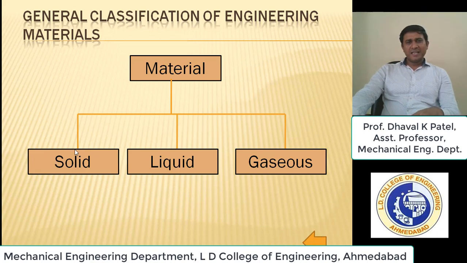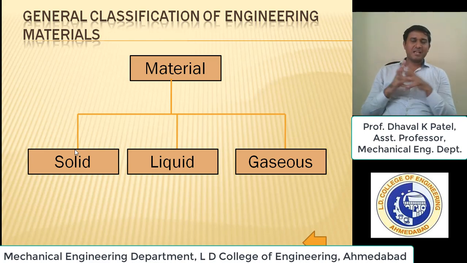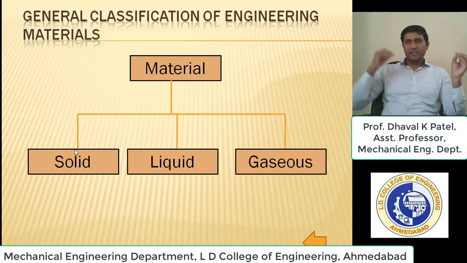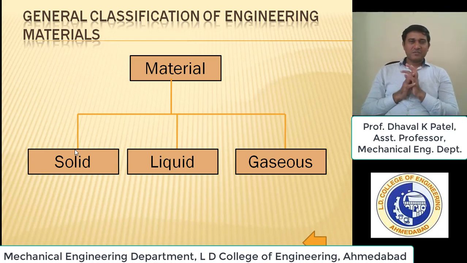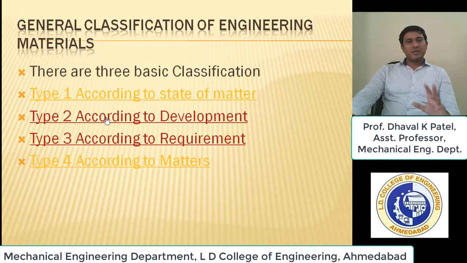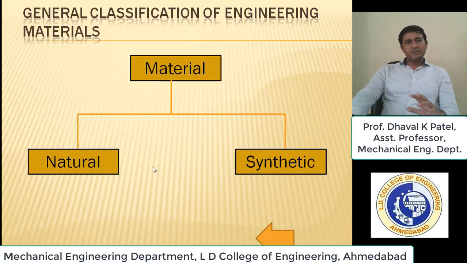Solids means the atomic arrangement is close, the physical bonds are there and the atoms are closely bound with each other. That is why it has high strength. If we move toward liquids, the distance between two atoms is larger than in solids. Solid se thoda bada bond hoga, and the bonds are weaker than in solids. And in gases, the atoms are very separate, right? Ek is corner pe hai, ek dusra corner pe. That is why the bonds are very weak, or there are no bonds. So these are the three basic states of matter.